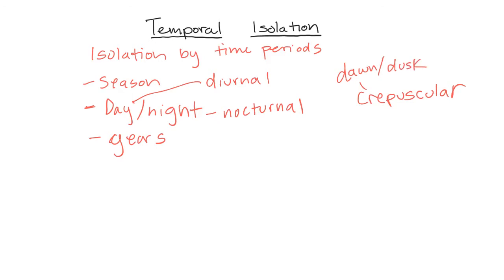Okay, so bats come out at dawn and dusk. They're active, but they're also active through the night. So they'd be crepuscular and nocturnal. All right, so again, those are different ways you could isolate temporally.